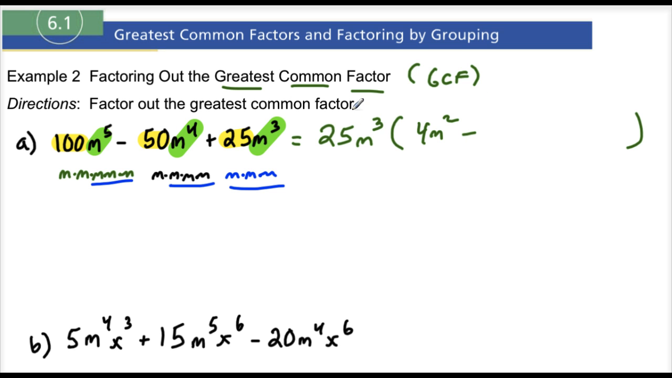25 times what is negative 50? Well, 25 times negative 2 is negative 50. And then m cubed times what is m to the power of 4? That's just going to be m. And then 25 times what is 25? Well, it's just going to be 1. And then m cubed times what is m cubed? Well, that's already the m cubed there, so that means we'd be done.